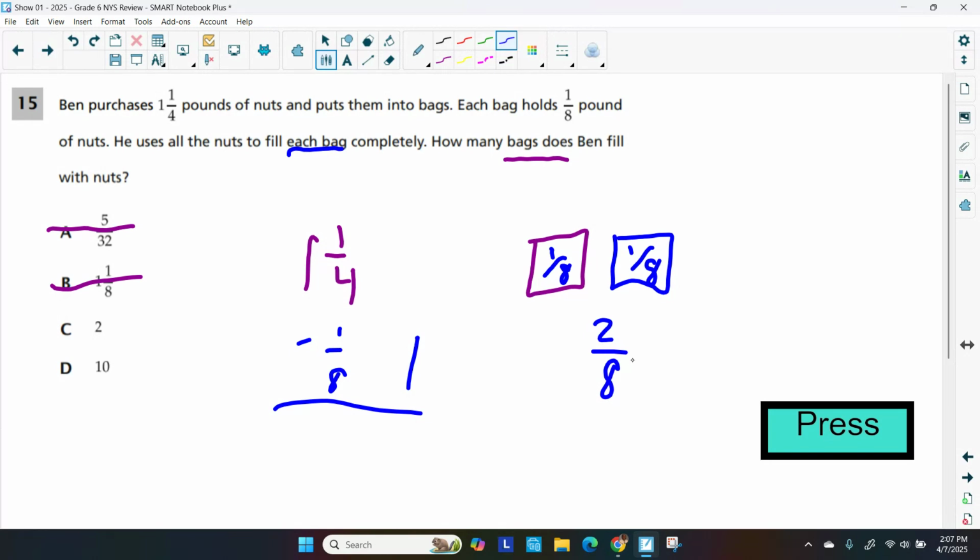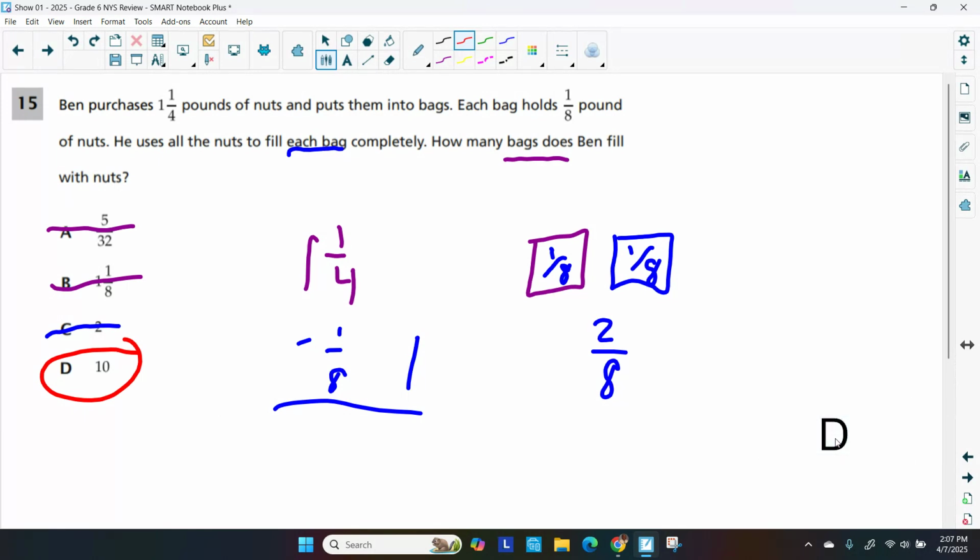So that's using 2 bags, but there's still more nuts in there. So C cannot be the answer. It's got to be D, by a process of elimination. So I didn't really have to keep subtracting or divide 1 1/4 by 1/8, and I still got the answer.